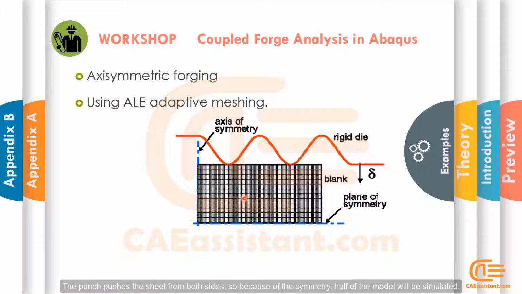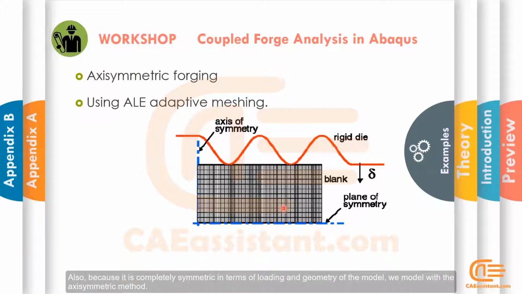The punch pushes the sheet from both sides, so because of the symmetry, half of the model will be simulated. Also, because it is completely symmetric in terms of loading and geometry of the model, we model with the axisymmetric method.